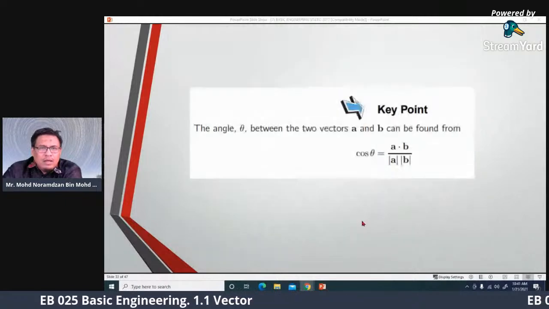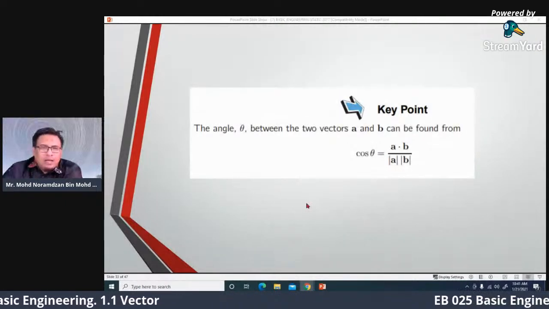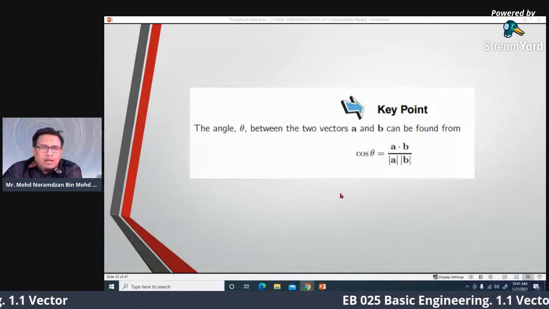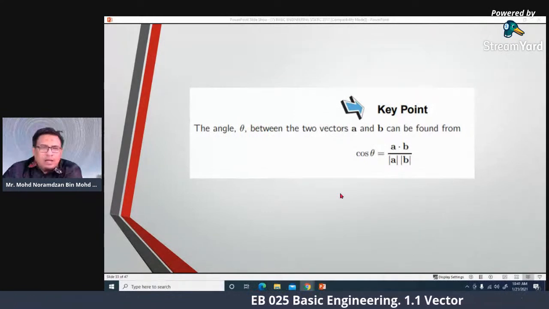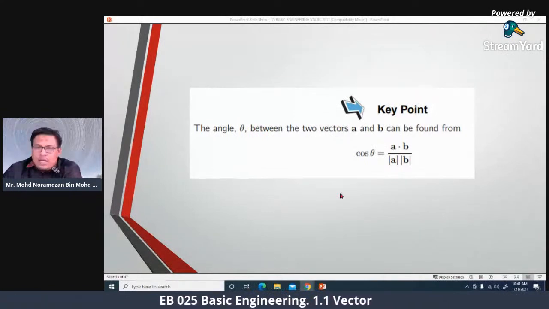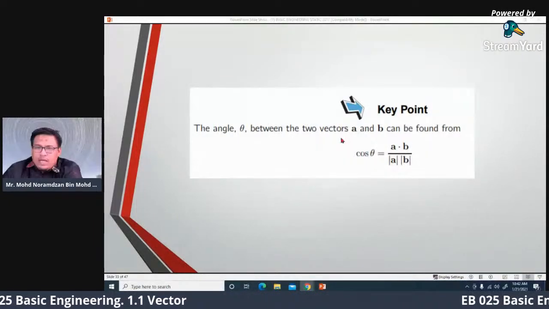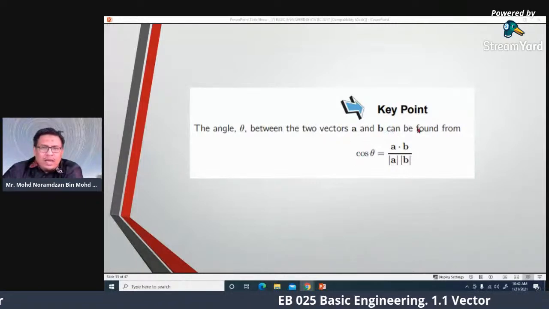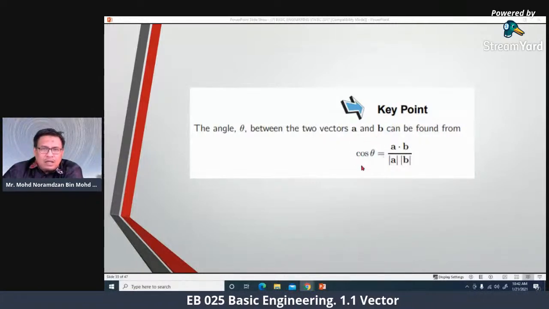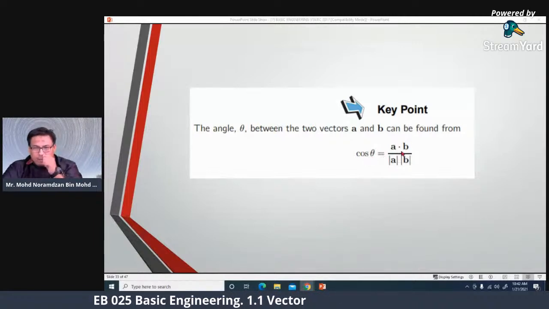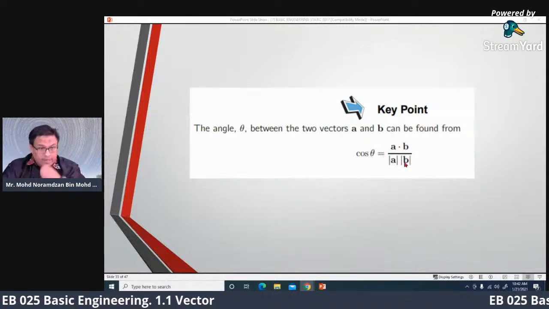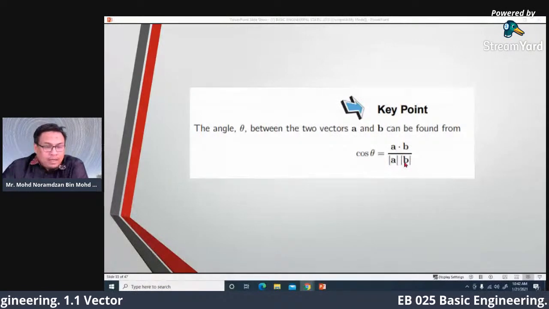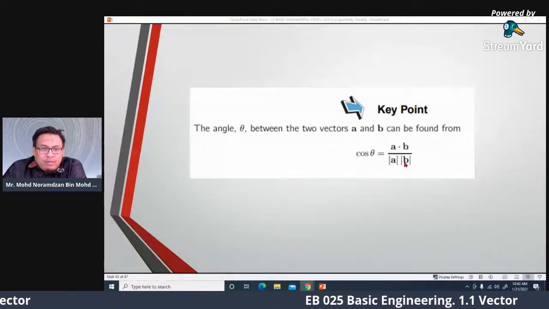But if you want to find the angle between A and B, how do we find the angle? The angle can be found from cos theta, so A dot B equals the magnitude of A times the magnitude of B times cos theta.